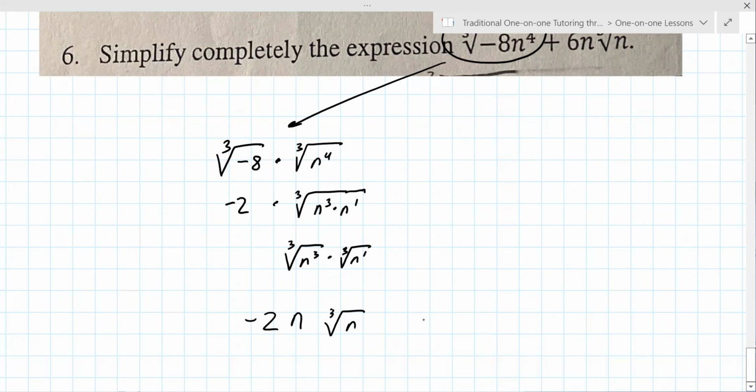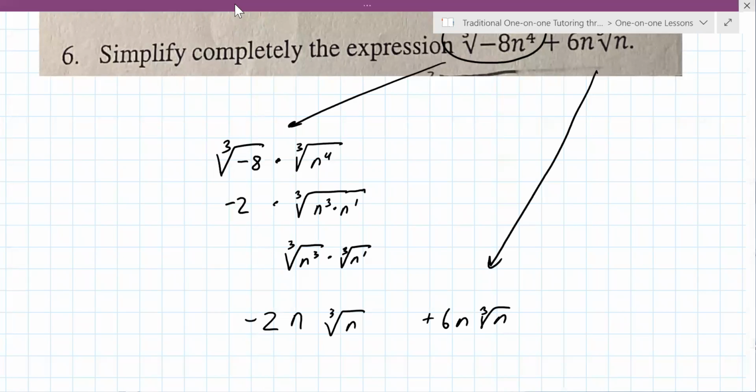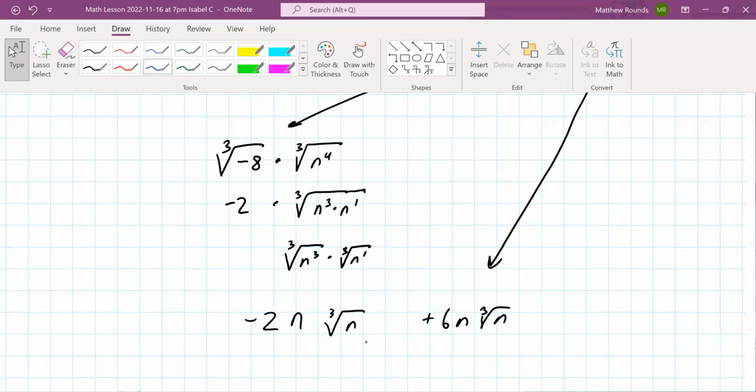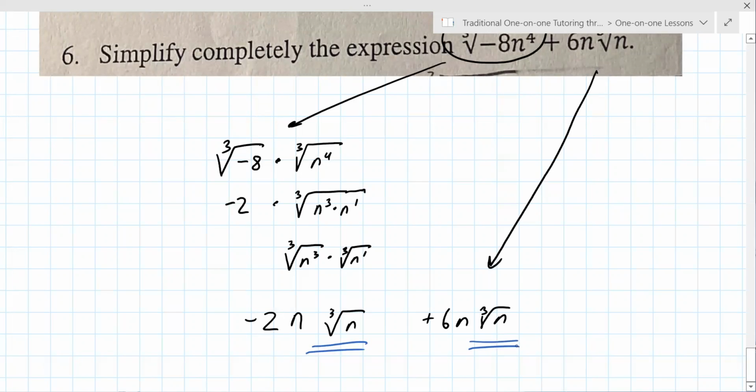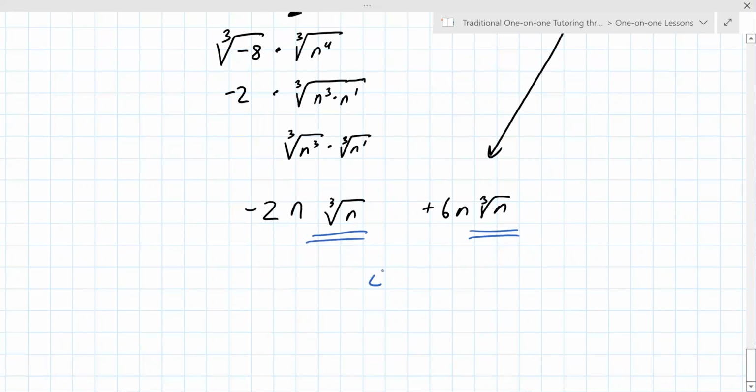So the next part of this is maybe more clear, but you can combine these because they're like terms. They have the same cube root of n on both of them. And that's why it becomes 4n cube root of n.